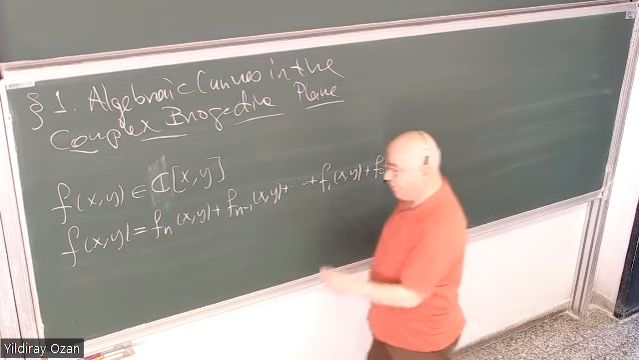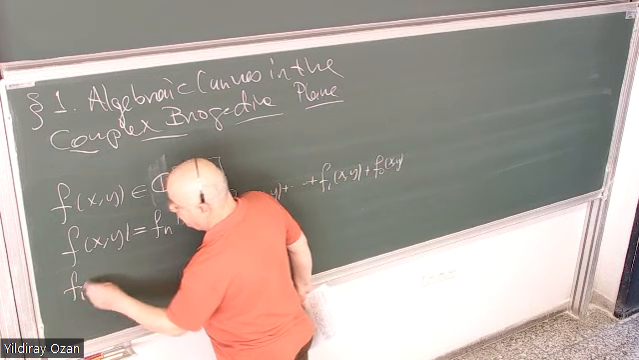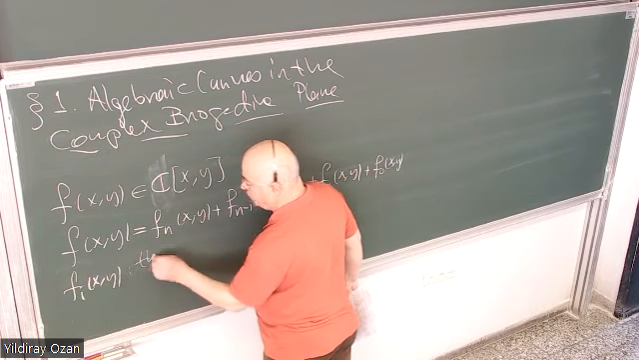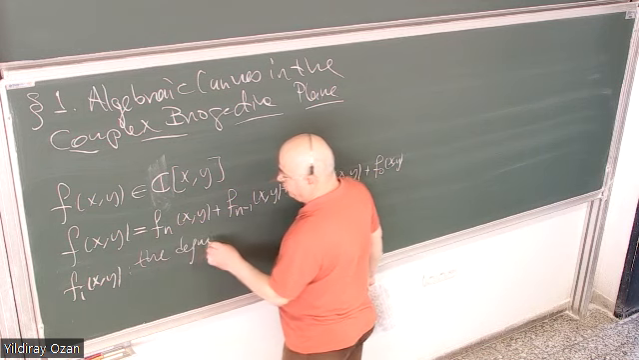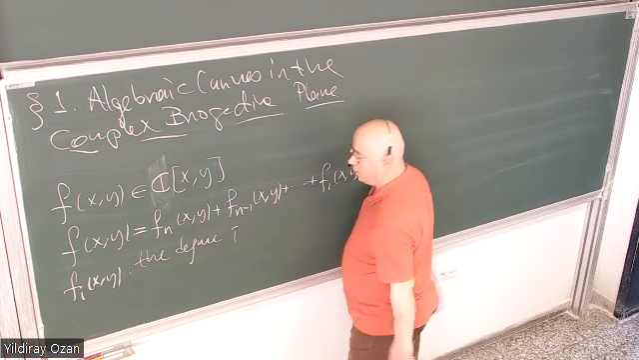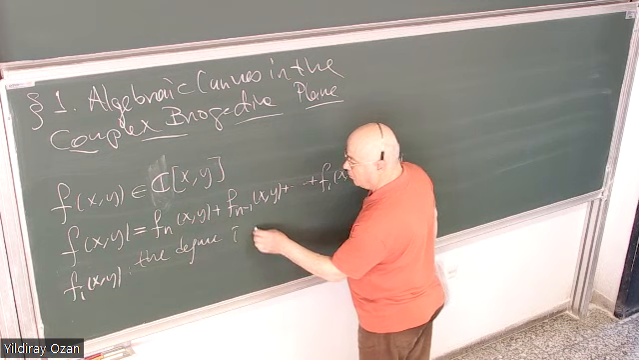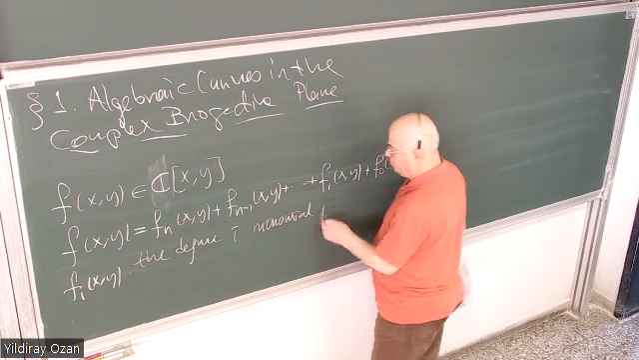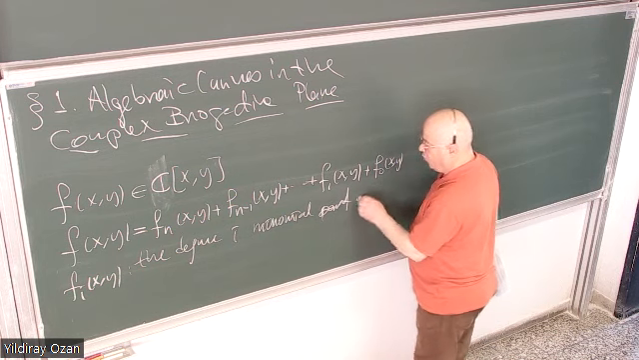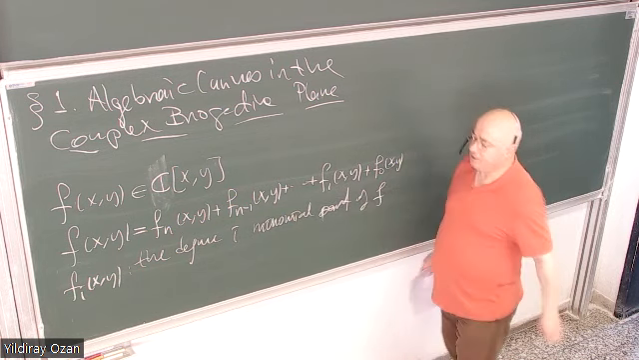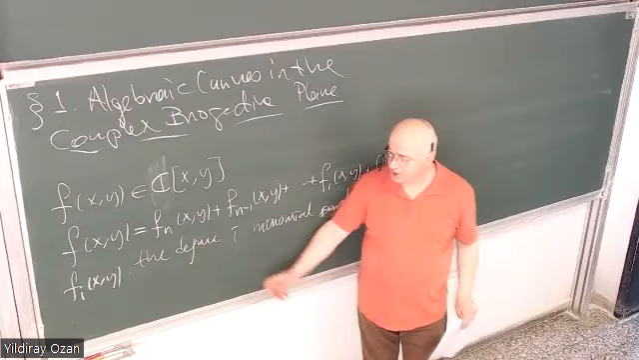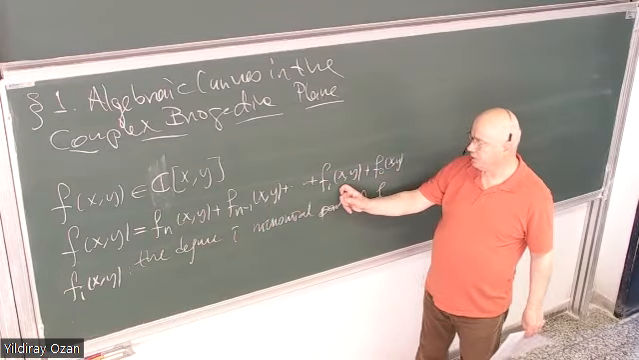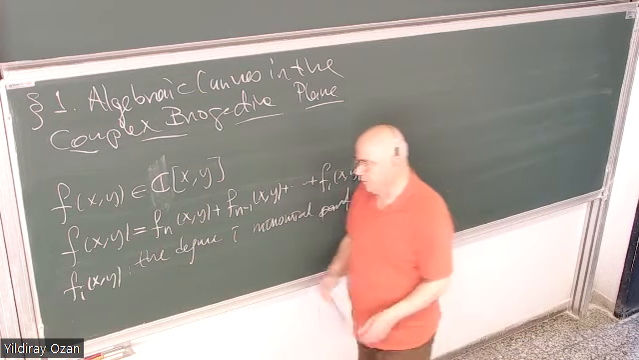Here, fi(x,y) is the degree i monomial part of f. That is, the terms of total degree i. These are the ones of degree n, n minus 1, 1, and 0.